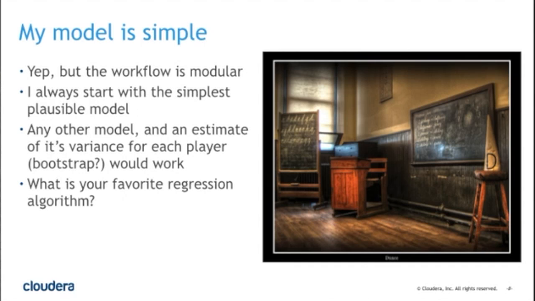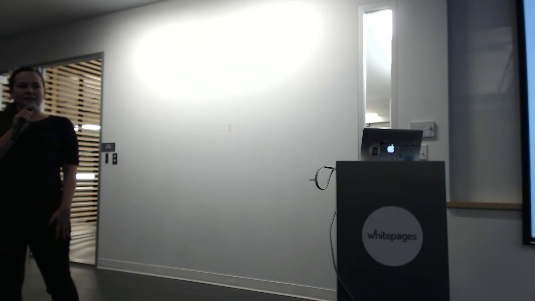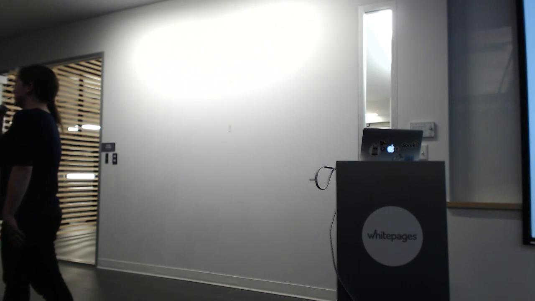So, yep, my model is simple. It's kind of the dunce in the corner. I always start with the simplest plausible model. If you tried any other model, you could probably estimate its variance similarly. So, you know, my regression algorithm is silly. But there are a lot of really sweet ones out there. Figure out your favorite regression algorithm and use it. And also, if I had a model that did work, do you think I would tell you?